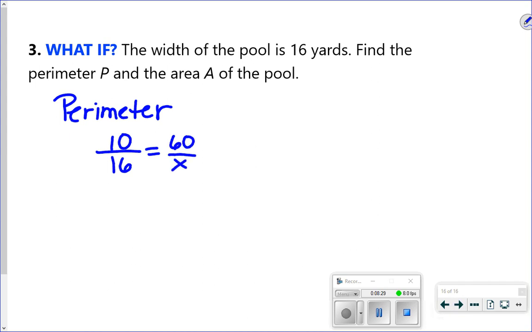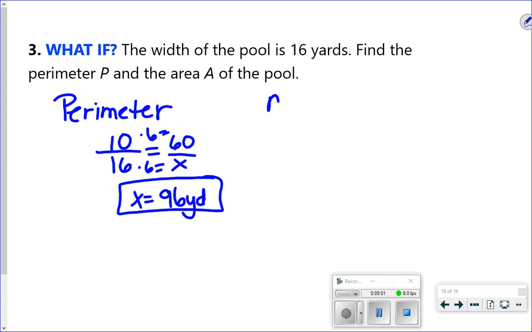Okay, so actually, now that I'm looking at it, I think, oh no, we set it up, never mind. So I'm going to multiply by 6 and multiply by 6, so 16 times 6 is 96. So there I'm going to have 96 yards for my perimeter.